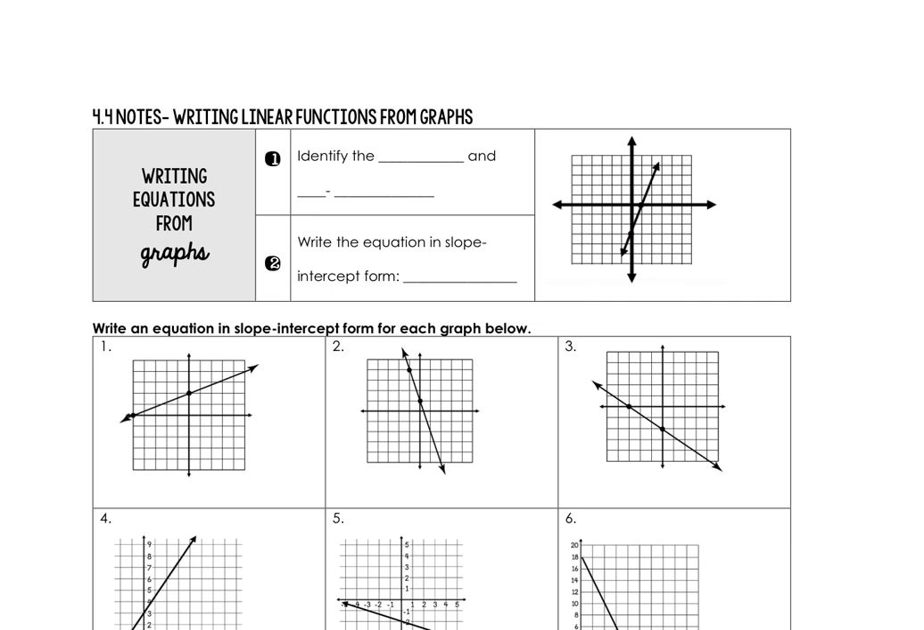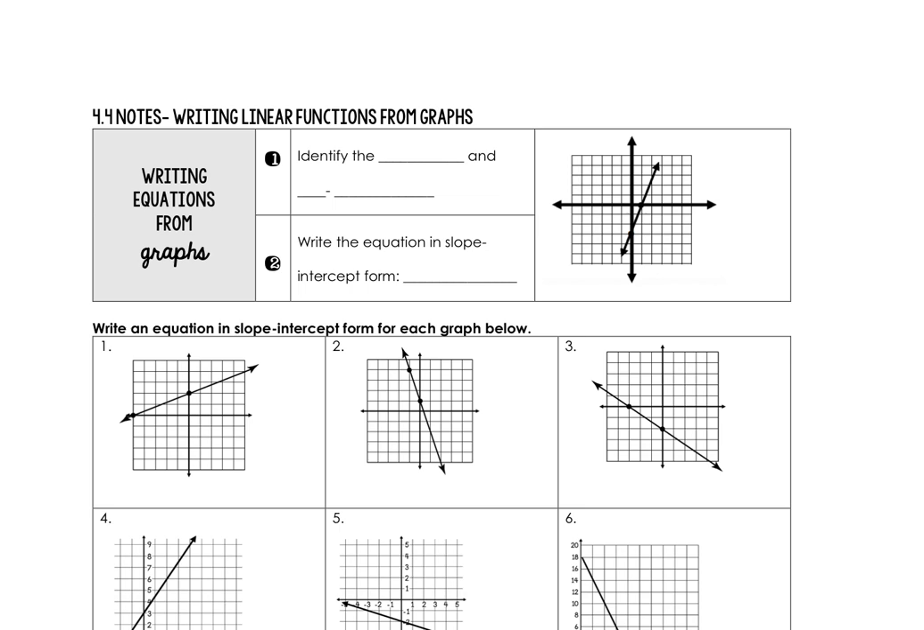Okay, so in the first half of this unit, what you guys just tested on, we practiced, given an equation, how do we graph it? In 4.4, we're going to be doing the opposite. Given the graph, how do we write the equation? So up at the top, we've got our 2 steps.